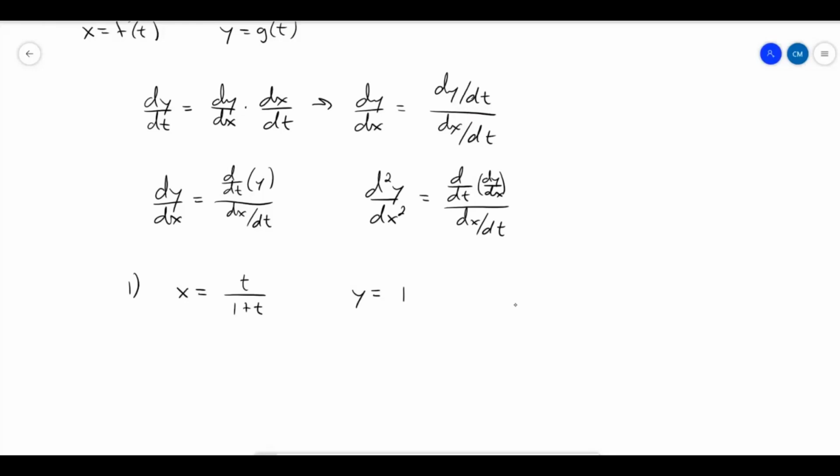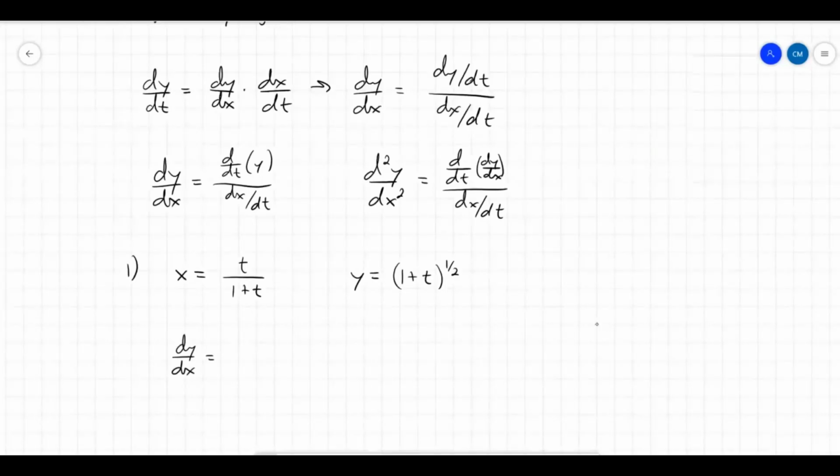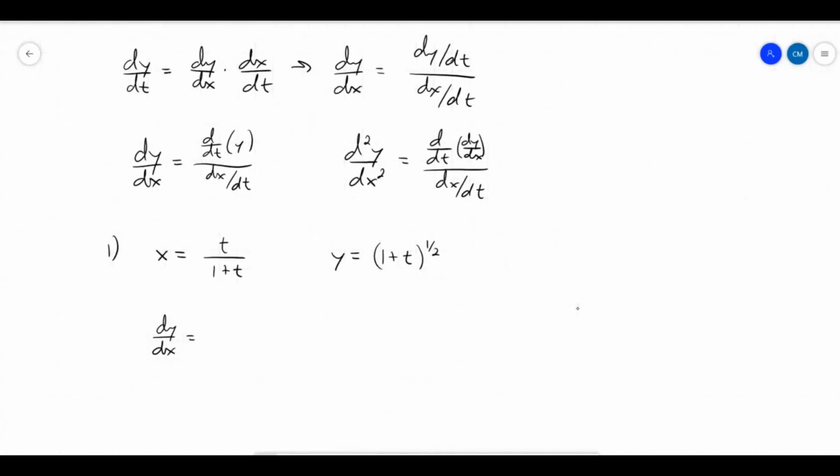All right, I'm going to write this second one as 1 plus t to the 1/2 power. Okay, and the goal here again is to find dy/dx. In other words, what would the slope of the tangent line be, of any tangent line be, if we were to graph this parametrically defined function on the Cartesian coordinate system? Okay, so according to the formula, what do we need to know?